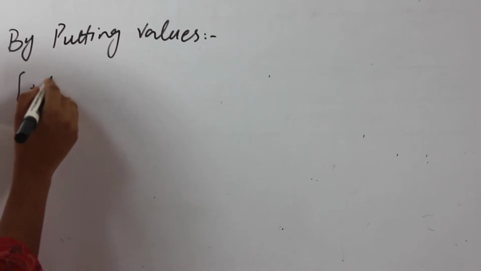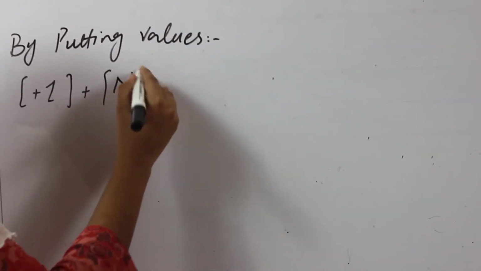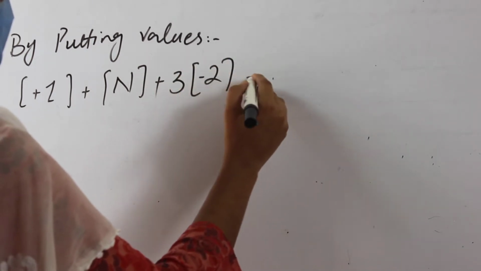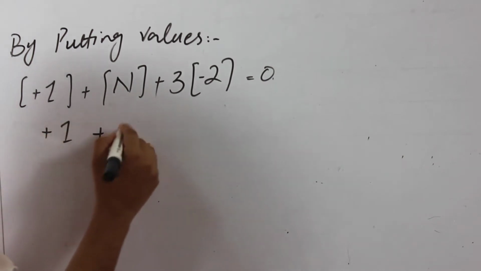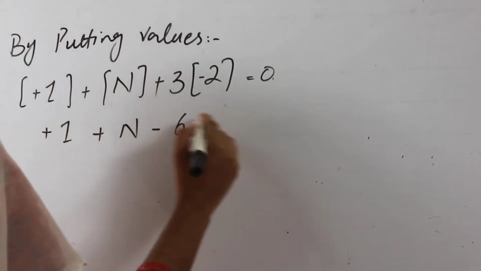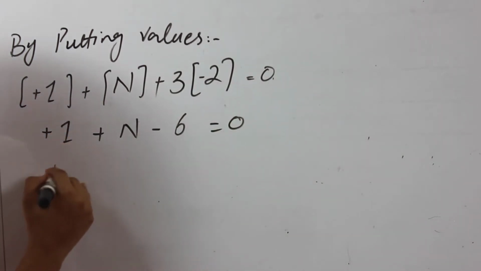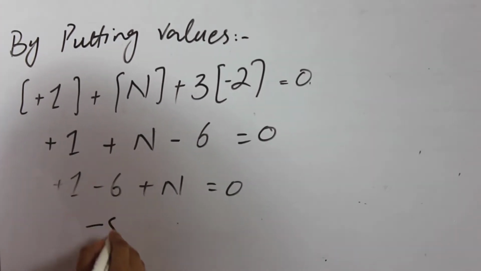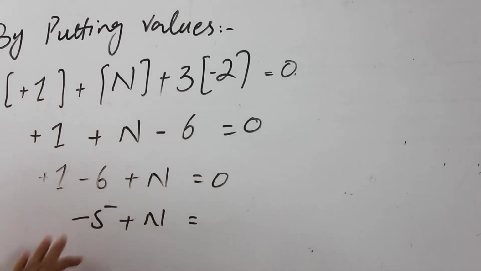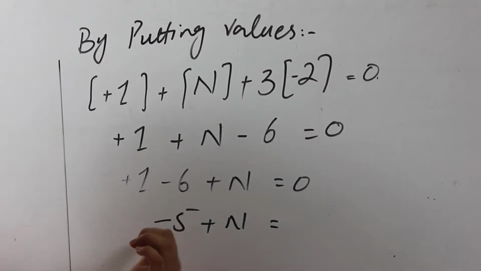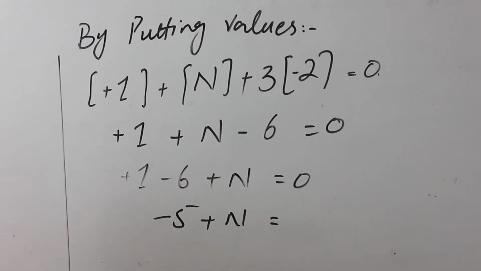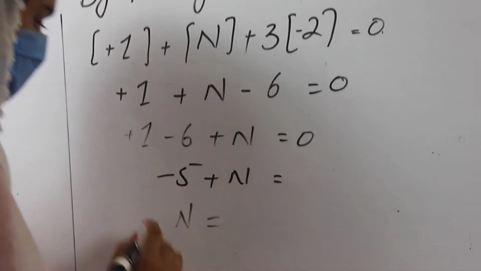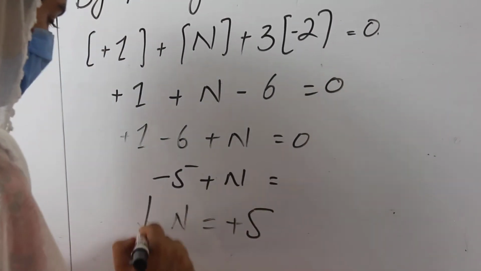The oxidation number of hydrogen is +1. The oxidation number of nitrogen we want to calculate. The number of atoms of oxygen is 3 and the oxidation number of oxygen is -2, equal to 0. So +1 plus nitrogen plus (-2 times 3, which is -6) equals 0. +1 minus 6 plus nitrogen equals 0, so 1 minus 6 gives -5. When we change the position of a value to the other side, it changes its sign. Like this, when we move -5, it changes into +5, and that is the oxidation number of nitrogen.